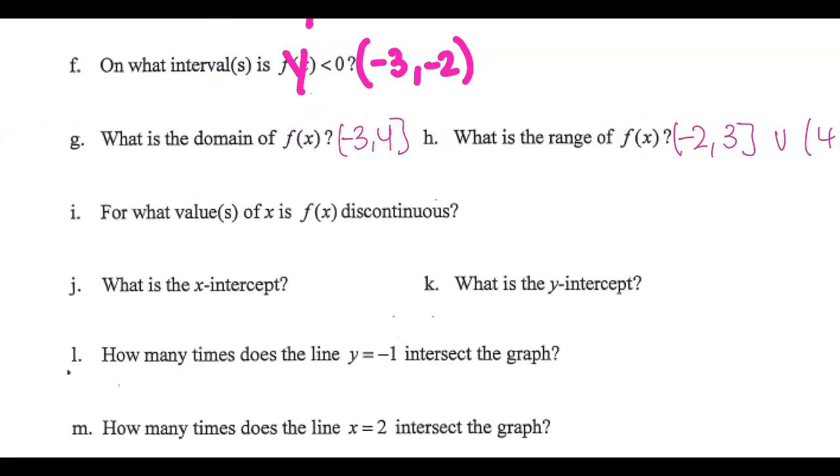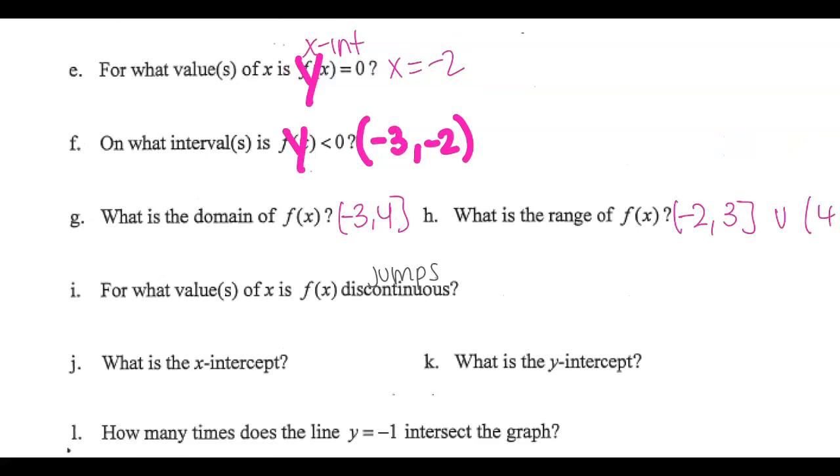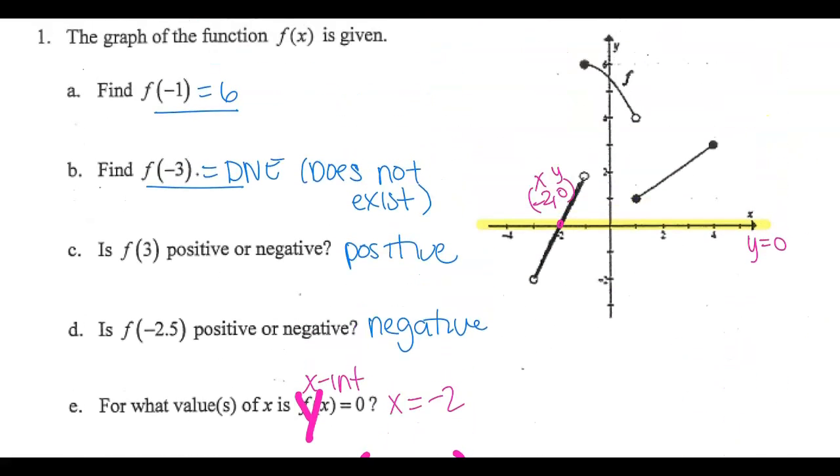All right, last couple things. For what values of x is f of x discontinuous? Discontinuous means that you're really seeing the graph kind of jump from one point to the next. So you always want to look at the x's along the x-axis. So for what x values is the function going to be jumping? Where is it going to go from one point to the next?